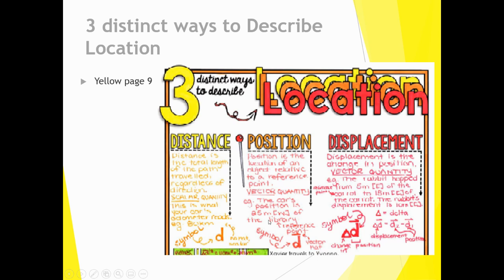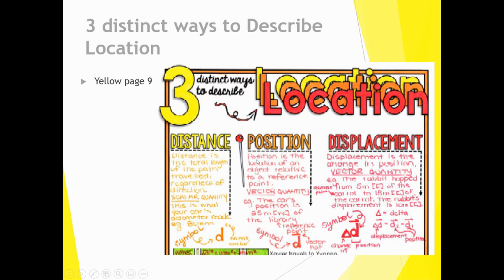So we've got a doodle note sheet, and this is on page 9. 3 distinct ways to describe location. So we've got distance is the total length of the path traveled regardless of direction. It's a scalar quantity. And this is what your car's odometer reads, like 80 kilometers. And we typically write it as a D, and it has no lines or bars or anything above it.